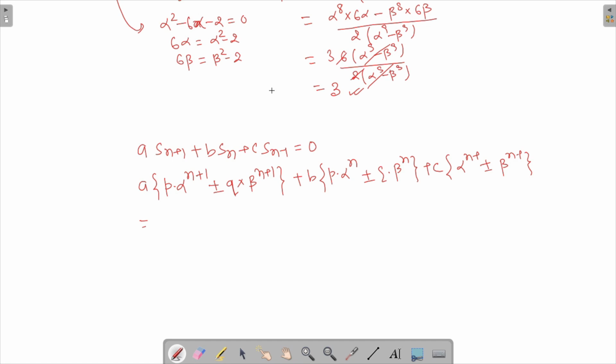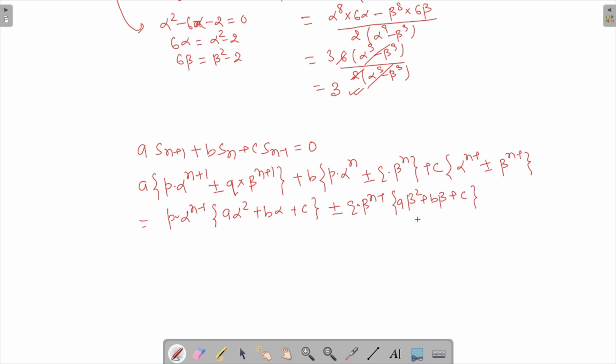In this case, whatever we have done here, we will do the same. We will take alpha raised to the power n minus 1 common, P into alpha raised to the power n minus 1 common. Then what I'm left with here is A alpha square, and then plus B alpha, and then plus C itself. While if I take plus or minus Q into beta raised to the power n minus 1 common from here, I'll be left with A beta square plus B beta plus C.